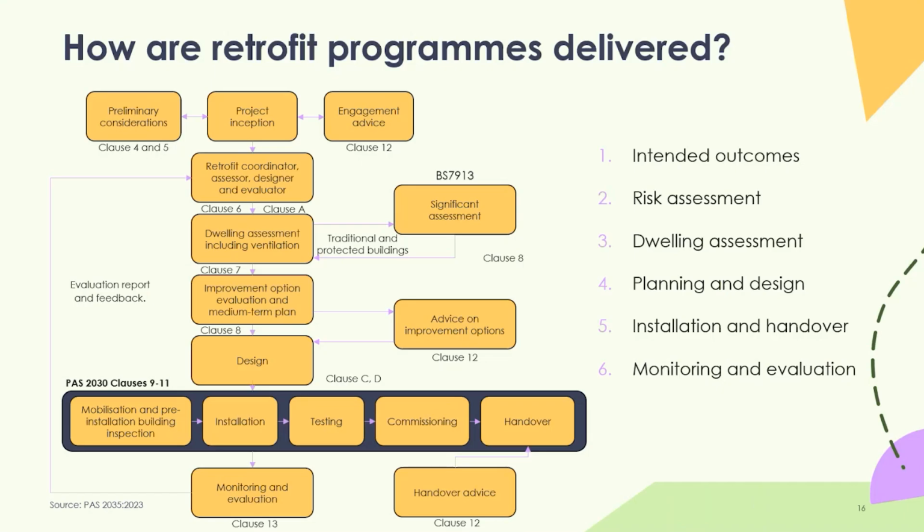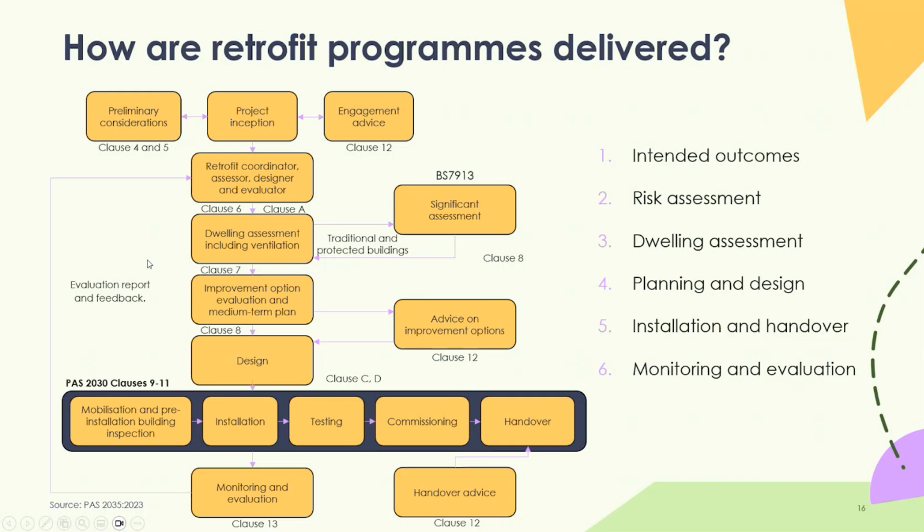So just moving on to the PAS process, this is a breakdown of the steps, if you like, through the retrofit process. We can break it down into 6 steps, and they roughly relate to sections of this flow chart, starting at the top with intended outcomes, moving on to a risk assessment stage, and that includes a significance assessment, so that's what I was talking about in terms of traditional protected buildings. The dwelling assessment also needs to look at ventilation requirements.